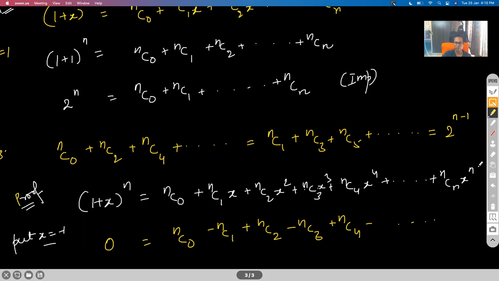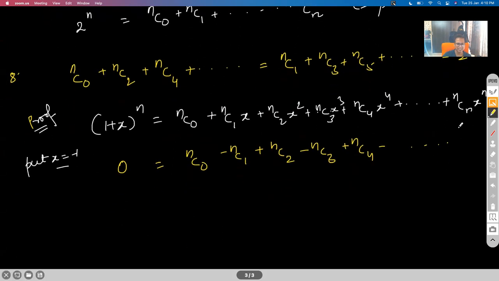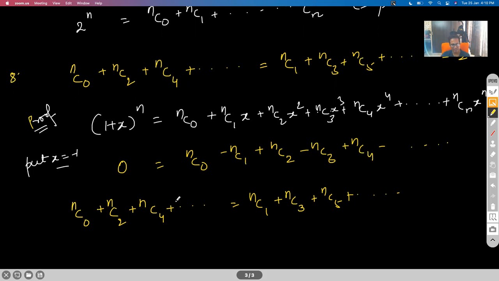Now what is going to happen? Just send the odd positions on one side, like this, and the even positions on the other side. So this proves the first half of the proof. Now, what is the value of each one of them? Very simple. Let's say I call this X. Let's say I call this X as well.